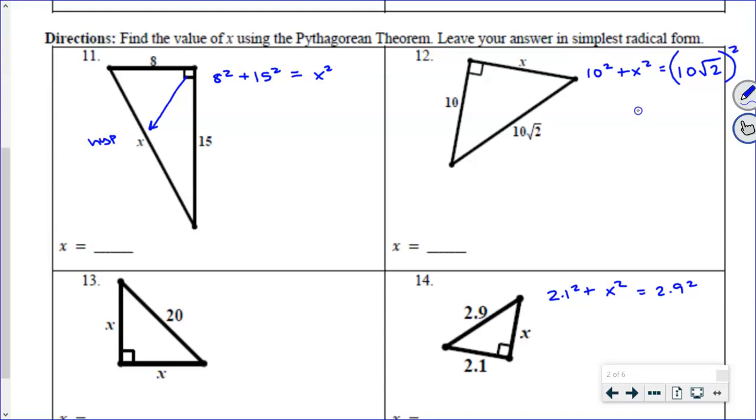So if you just want to rely on your calculator to do the work for you, that's fine. But you have to tell the calculator exactly what you mean to do. And if you just type in 10 times the square root of 2 and then squared, guess what? It's not going to calculate it correctly. It's only going to square the square root of 2. The parentheses are necessary because we need to square the entire number.